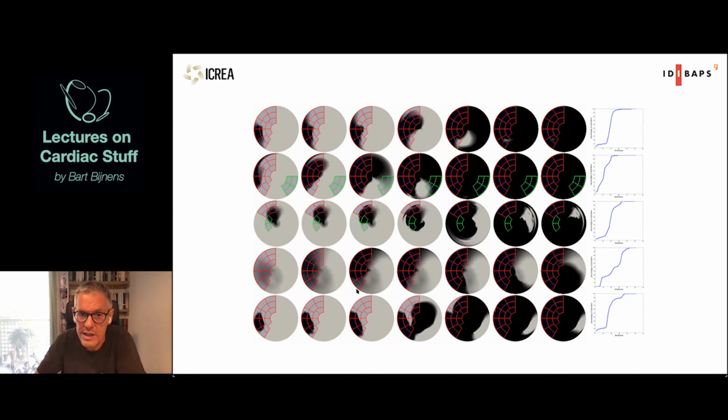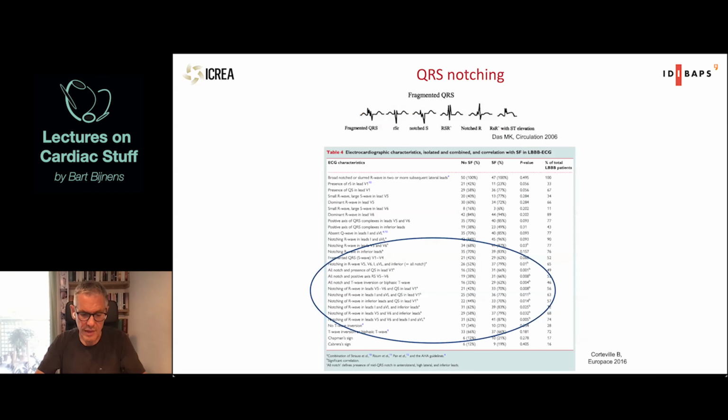No, the functional block is fully there, but it resolves only partially when you have the further activation. Now, actually, can you see this in other ways? And yes, you actually can.